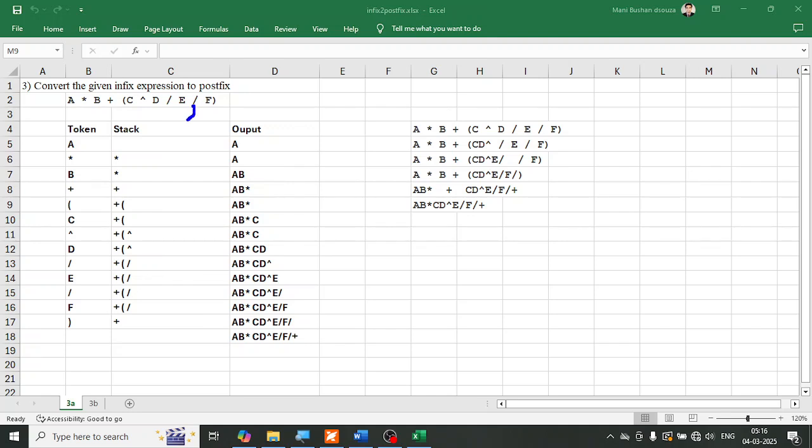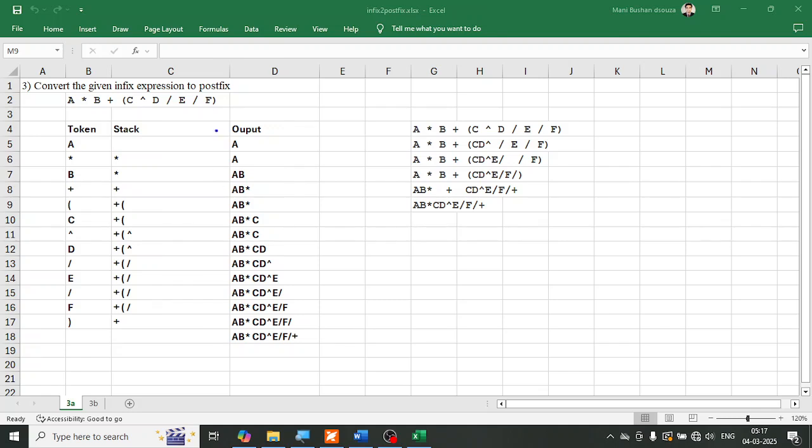Next is the division symbol again. Now you notice that there is already one division symbol in the stack. Both of them have the same precedence. So you pop this division out first, so you empty that division out of the stack, and then you push this one. So the stack now contains the new division symbol, and the old one is popped out.